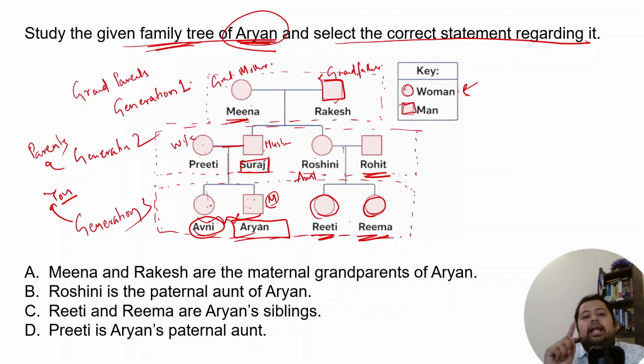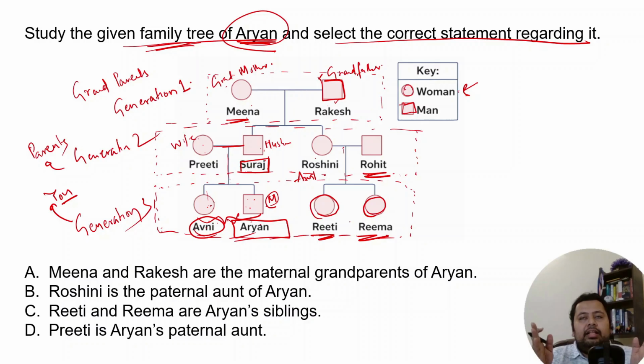But Aryan and Riti would be cousins, right? Aryan and Riti would be cousins because they are not from the same parents, right? Because Aryan's aunt's children will be Aryan's cousins, right? Simple. Understand? I hope you understood this.